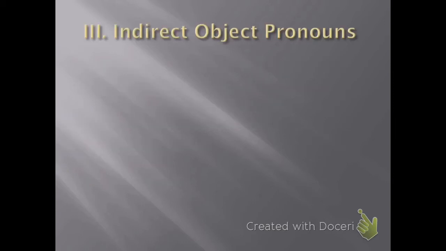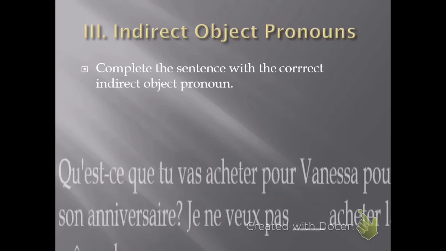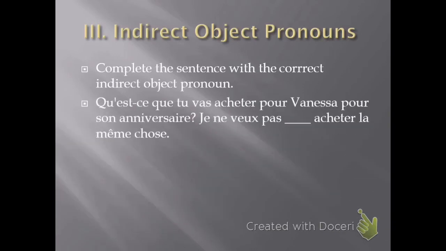Okay, part 3, we're going to have indirect object pronouns. What you need to do here is complete the sentence with the correct indirect object pronoun. So, for example, "Qu'est-ce que tu as acheté pour Vanessa pour son anniversaire? Je ne veux pas blank acheter la même chose." Is it A, lui, B, leur, C, leur, or D, me? If you said A, lui, you would be correct. The reason is that we're talking about Vanessa, one person, so I don't want to buy her the same thing.